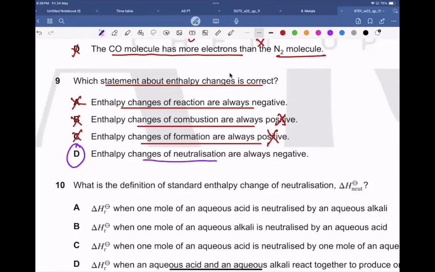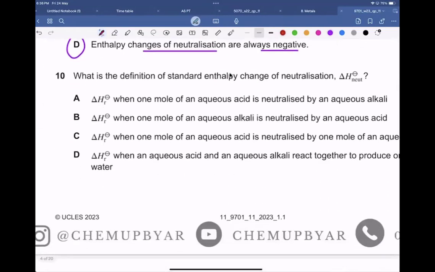The enthalpy change of neutralization is always negative. Yes, I think someone asked me yesterday. So remember, enthalpy change of combustion is always negative. Enthalpy change of neutralization is always negative, right? Okay. Now let's move to question number 10.